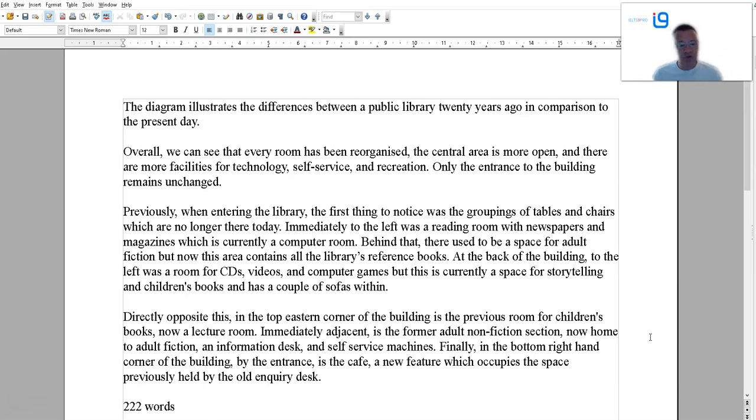So you can see the language. When entering, immediately to the left, behind that, at the back of the building, directly opposite this. So all this language here, like I say, you probably could recreate that map just based on this text. So that should give you something to aim for.